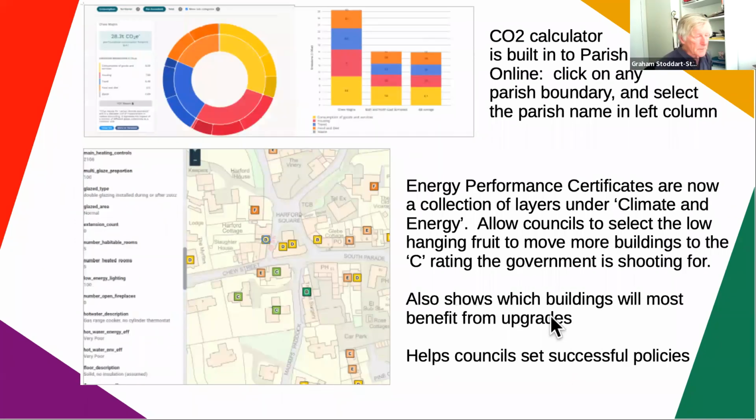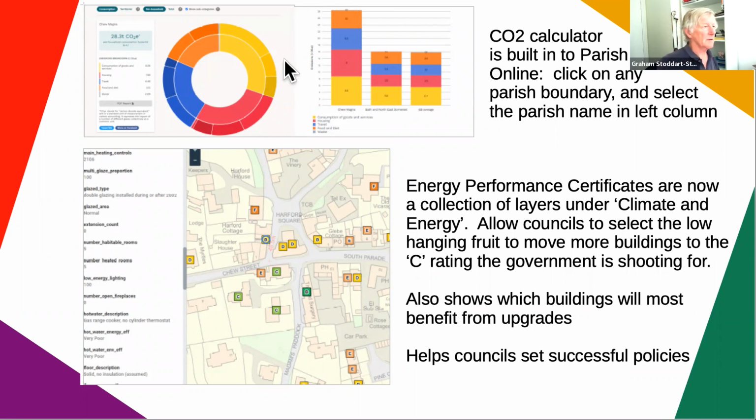Okay. For your people dealing with the climate emergency, there is the CO2 calculator built into Parish Online. Do you know about this? No, I've seen that there's a climate emergency layer, but I wasn't aware. Okay, yes, but it's not immediately obvious how you get into this calculator. If you go to any parish boundary and click on it, the option comes up to take the CO2 calculator, and this is what it comes up with.